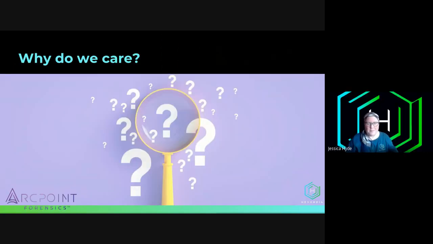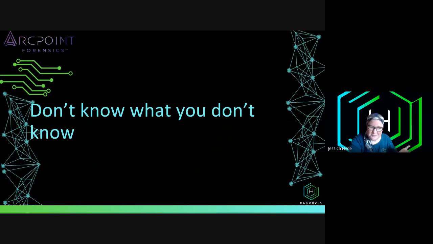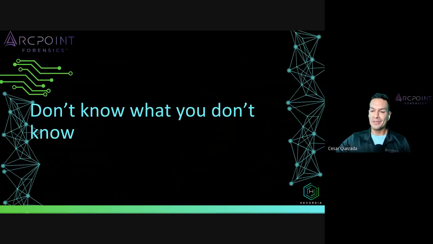Excellent. So why do we care, right? We care because you can have data missing from your extractions. We care because when you get a collection that's incomplete, you might not have the information to say if someone's done something or hasn't done something. It is absolutely critical because we don't know what we don't know. Right. You don't know what you don't know.